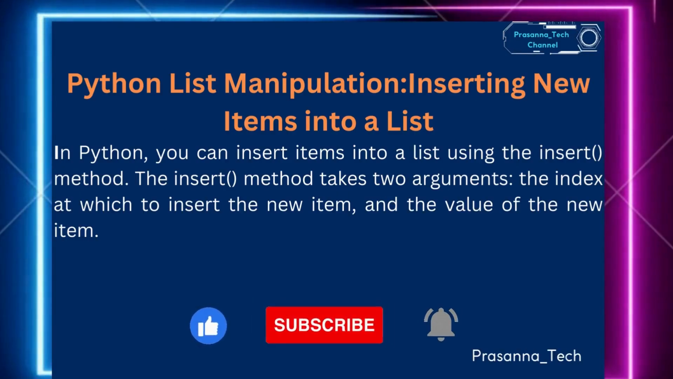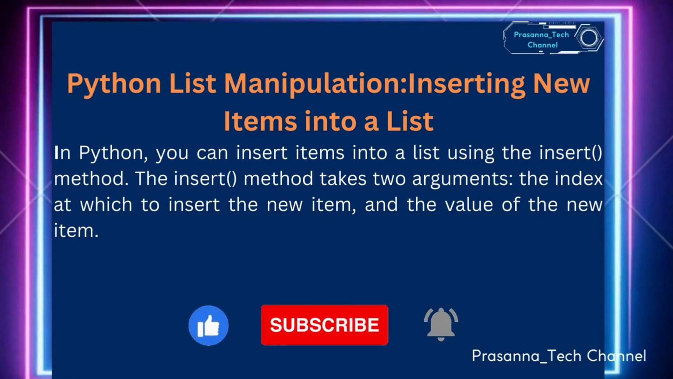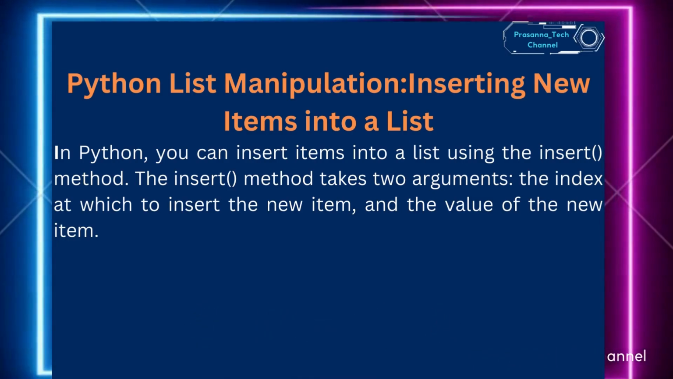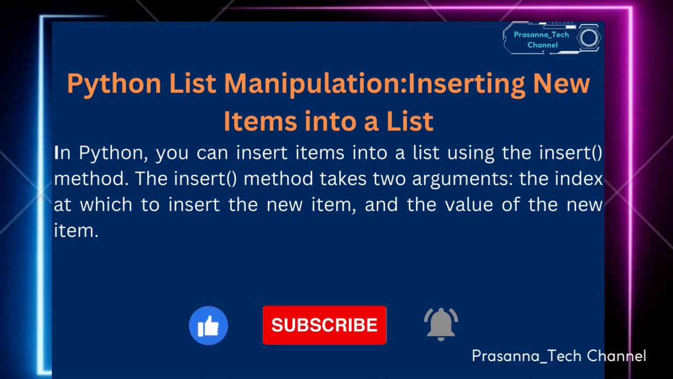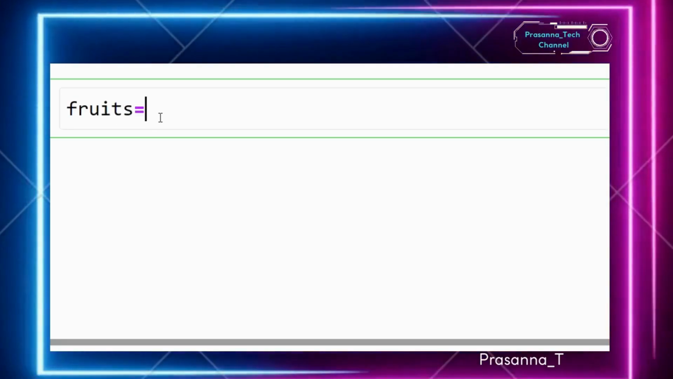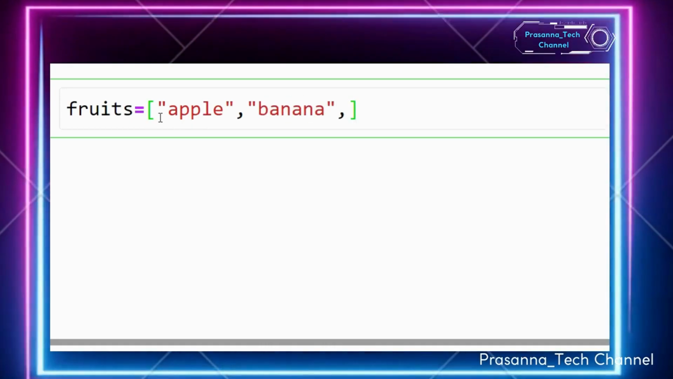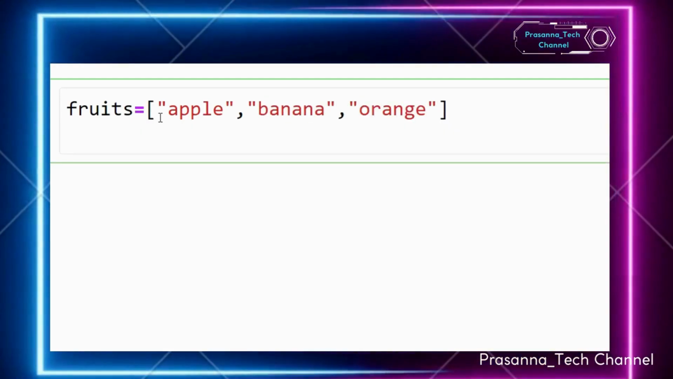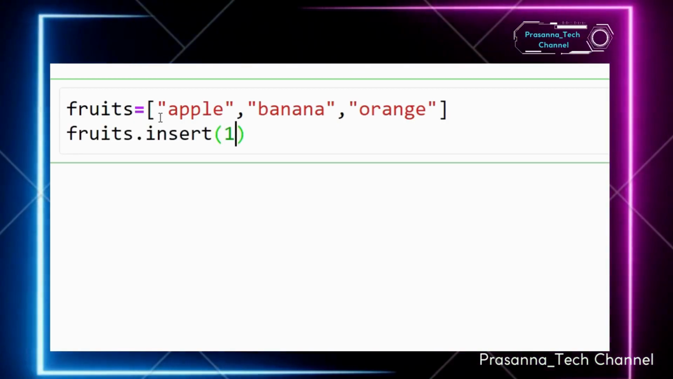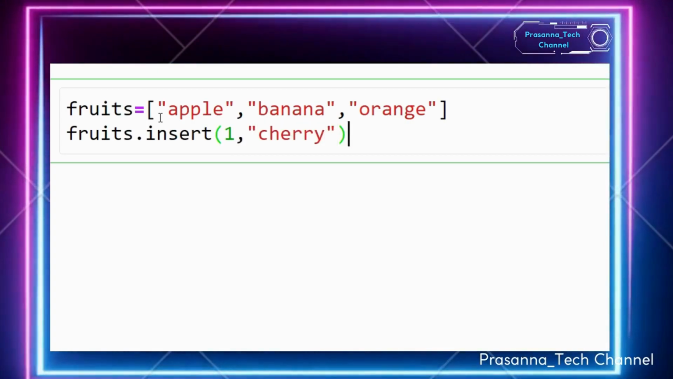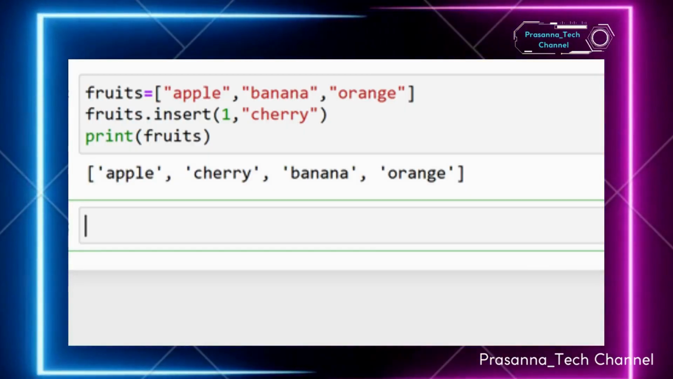Python list manipulation, inserting new items into a list. In Python, you can insert items into a list using the insert method. The insert method takes two arguments: the index at which to insert the new item and the value of the new item. Let's take an example. Fruits equals to apple, banana, orange. Fruits dot insert 1, cherry. Print fruits. So here I have inserted cherry at index 1 position. So the result is apple, cherry, banana, orange.